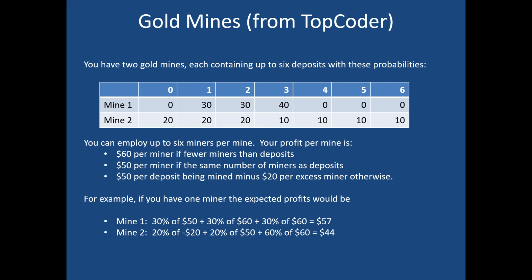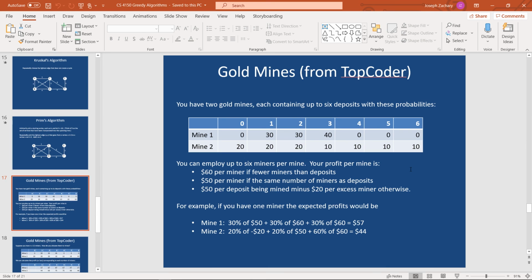Okay, so if you're in this situation, you have a 30% chance of being in the situation. You're going to have fewer miners than you have deposits. So you're in this case where you make $60 per miner. 1 miner, so that's $60. So 30% chance of making $60. This next one here is the same, except it's wrong. I'm going to say 40% right there. I edited this last night, and that's what I get for doing that.